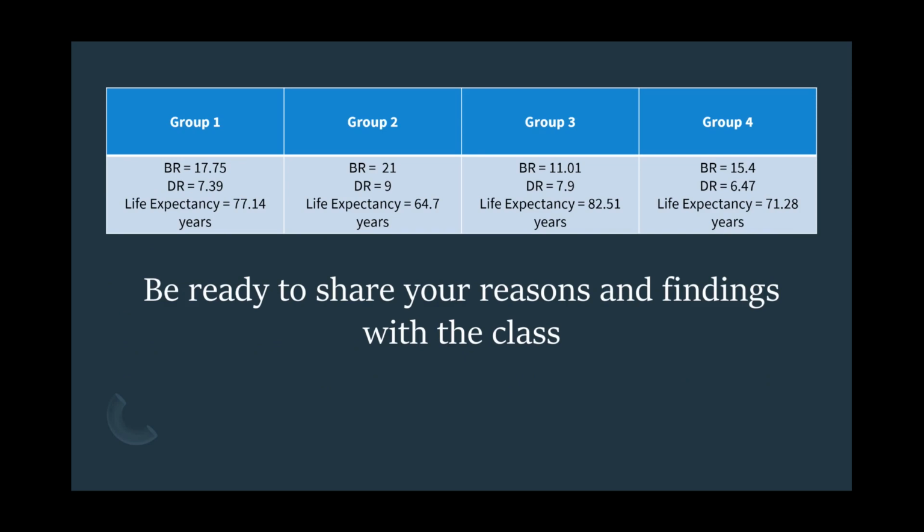Okay, so group 1, group 2, group 3, and group 4. These are your numbers. So you've got your birth rates, your death rates, and the life expectancy as a little bit of information. Come back in 5 minutes' time. Be ready to share your reasons and findings with the class, and just let us all know what you think each country is and where they lie on the DTM. Okay, see you in 5 minutes.